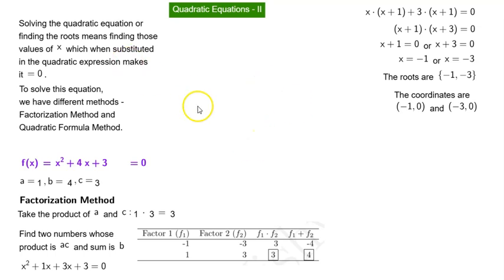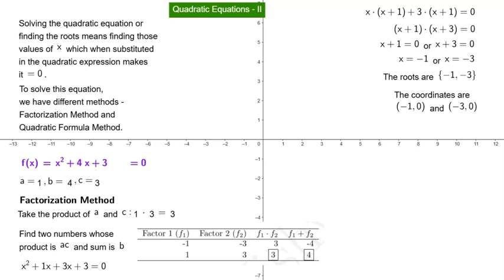Now let's actually draw the graph and see what happens. Let's draw the graph of x square plus 4x plus 3, and you will notice that this curve is intersecting the x-axis at minus 1 and minus 3. Okay, so that was using the factorization method. Now let's look at the quadratic formula method.